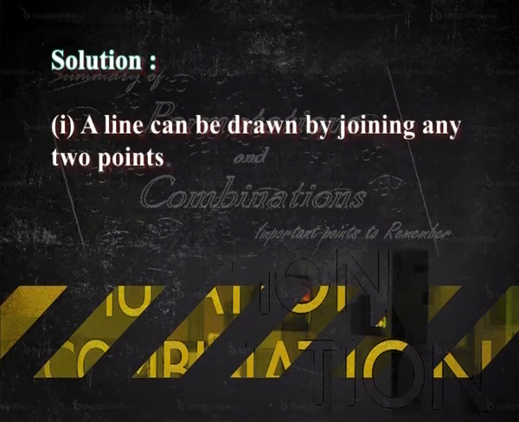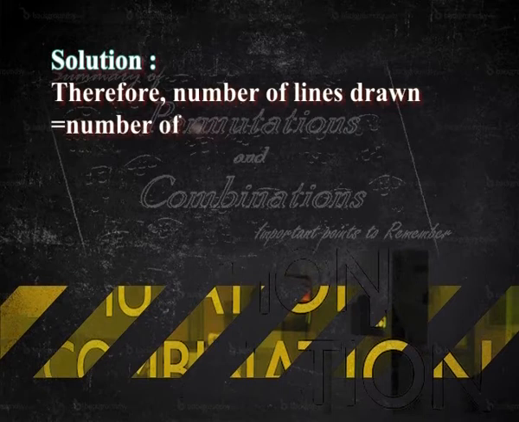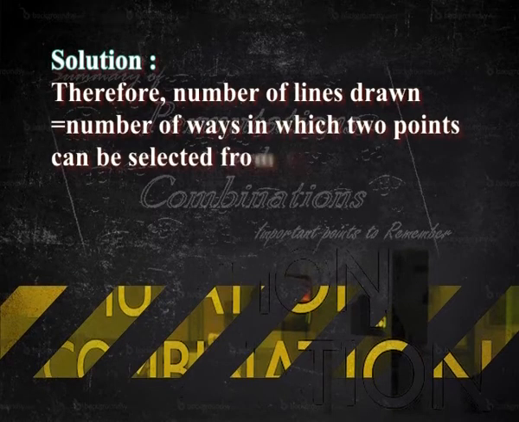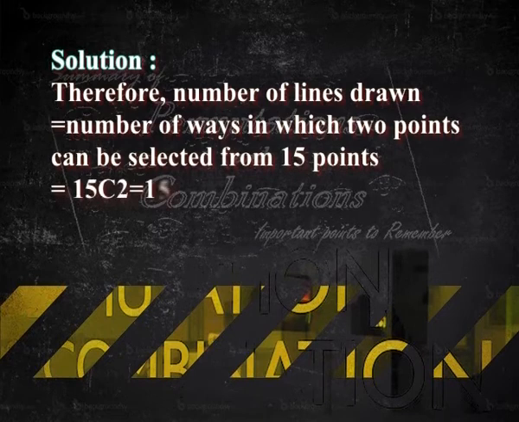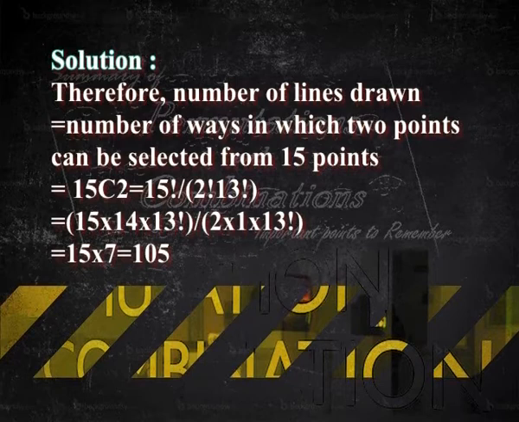A line can be drawn by joining any 2 points. Therefore, the number of lines drawn will be equal to the number of ways in which 2 points can be selected from 15 points. So that is equal to 15 choose 2, which is equal to 15 factorial divided by 2 factorial into 13 factorial. So that gives us 15 into 14 into 13 factorial divided by 2 into 1 into 13 factorial, which is equal to 15 into 7, and that is equal to 105.